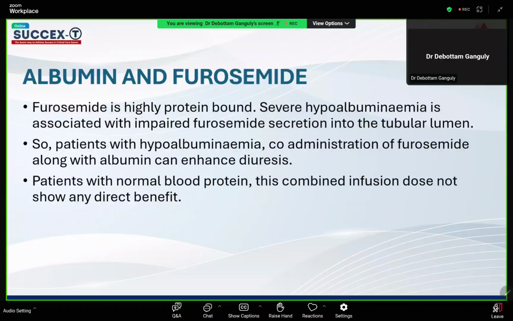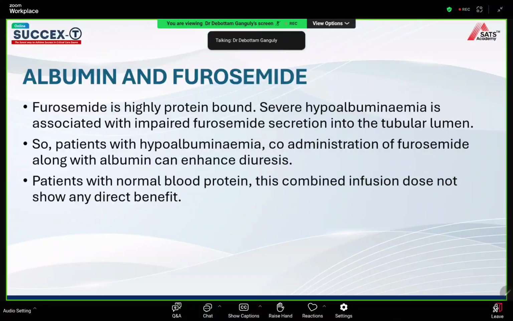Another thing, albumin and furosemide. The albumin and Lasix combination we very much use in the ICU. But why and how does it work? Furosemide, as I told earlier, is a highly protein-bound drug, and severe hypoalbuminemia is associated with impaired furosemide secretion in the tubular lumen. So in a patient with hypoalbuminemia, administration of furosemide along with albumin can enhance diuresis. So it helps increase diuresis if we give Lasix along with albumin, but it does not change the outcome.